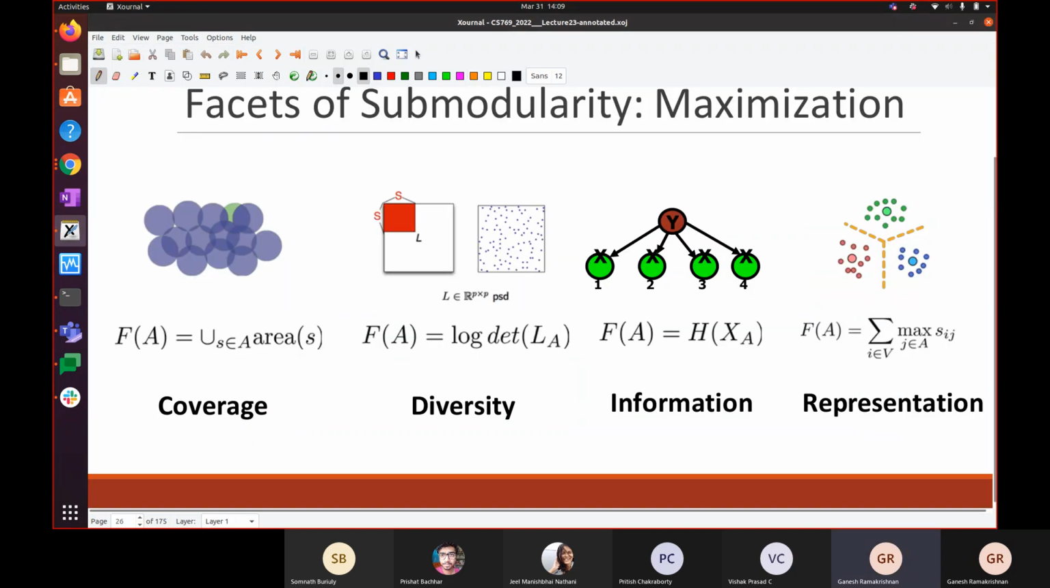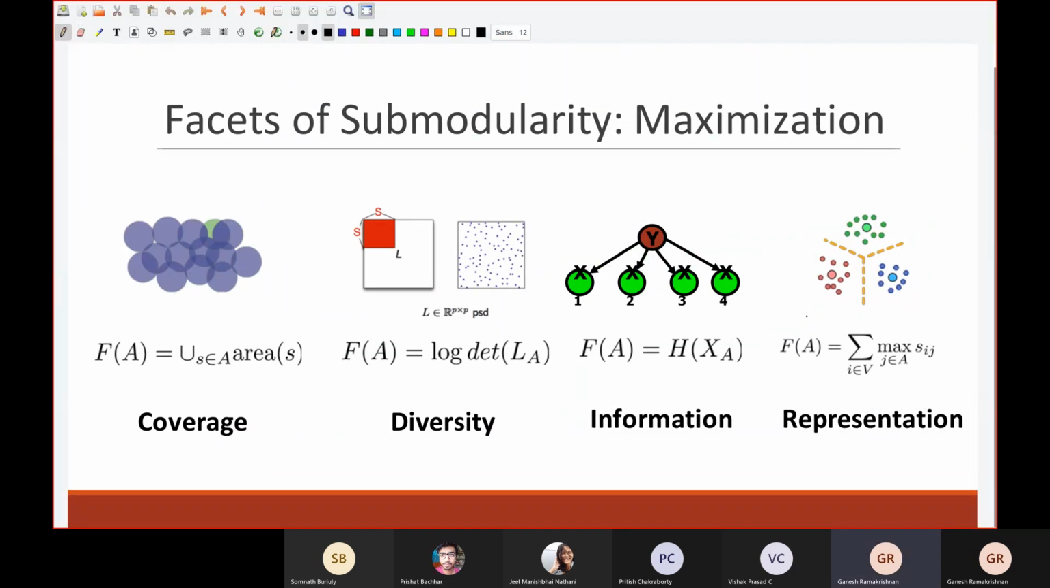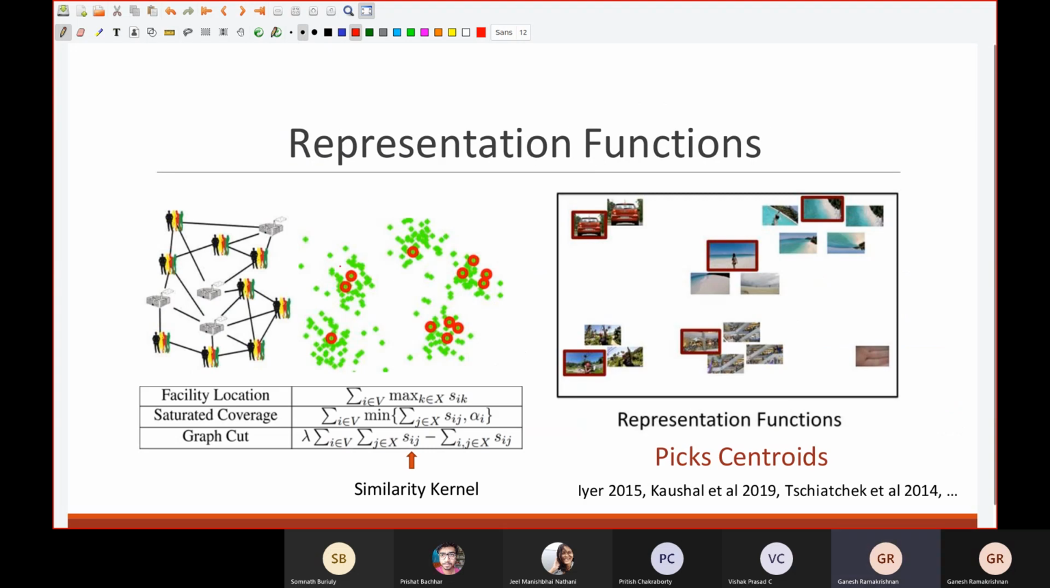Okay. Yeah. I was saying that we spent a bit of time on the representation function trying to prove that one specific version, which is facility location, is submodular. I'll motivate the others a little bit more, but I gave an overview of all of these, right? Diversity, coverage, information, representation. So representation function, we have three. Facility location, which we tried to prove it's submodular and there was a homework problem.